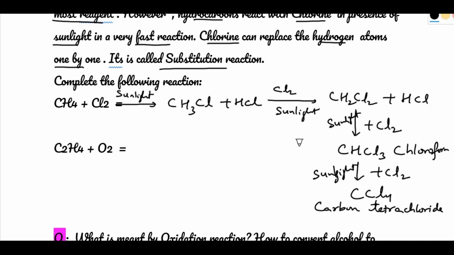So sometimes the question comes in the exam: explain the process of manufacture of carbon tetrachloride. So remember to do this substitution reaction. Substitution reaction is the way of producing carbon tetrachloride.